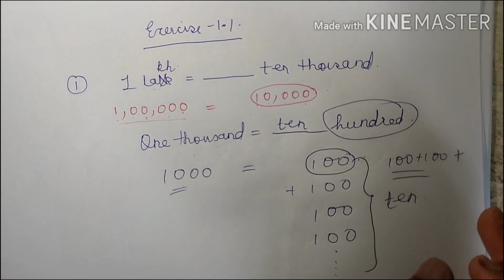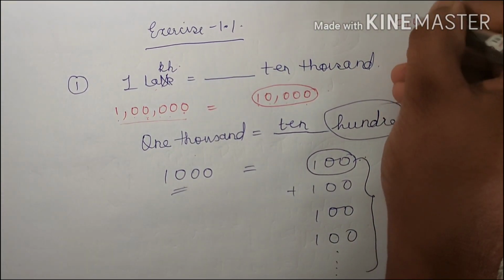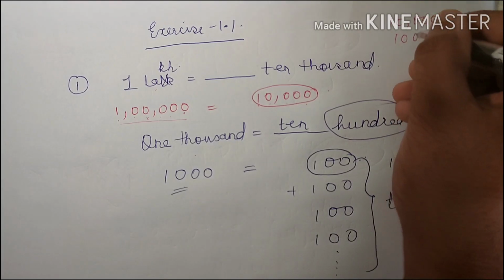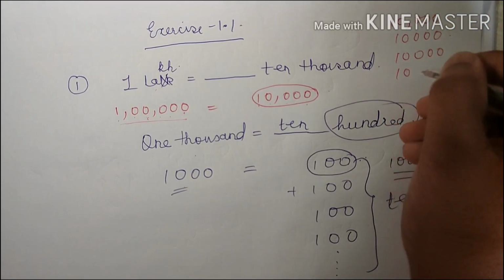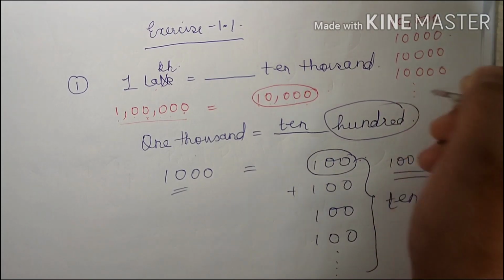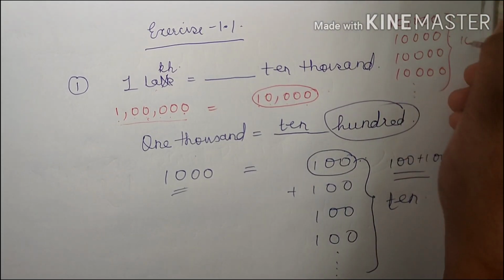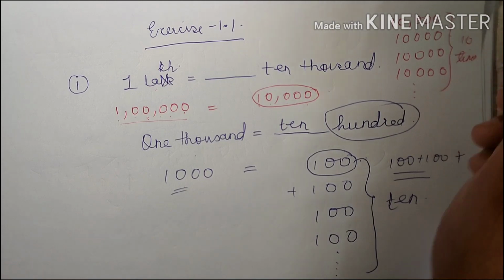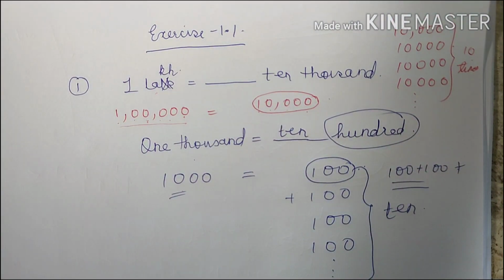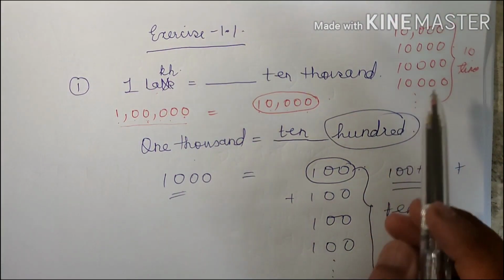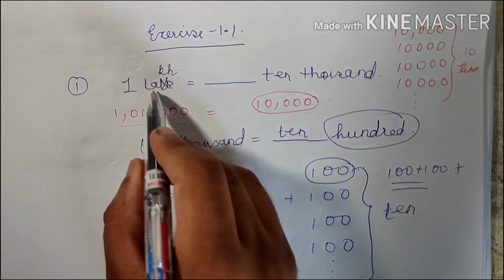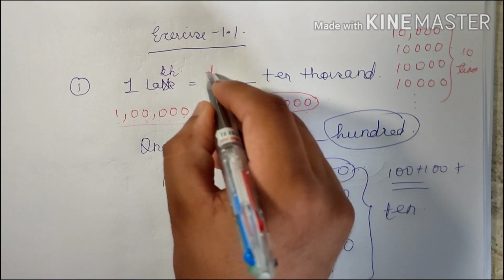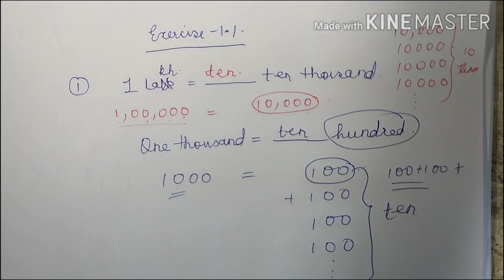So in this way, now you tell me how many 10,000s will you add to give 1 lakh. I'll give you a hint. You add 10,000 10 times. 10 times you add 10,000, then you find what will you get. After adding 10,000 10 times, you will find that you are getting 1 lakh. So the answer for this again is 10.